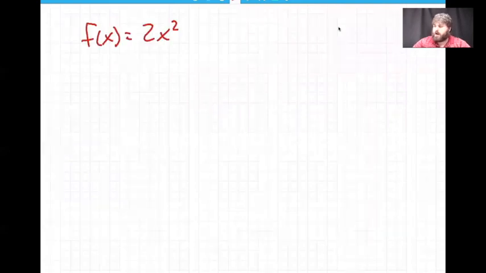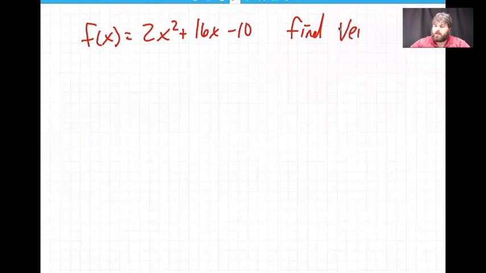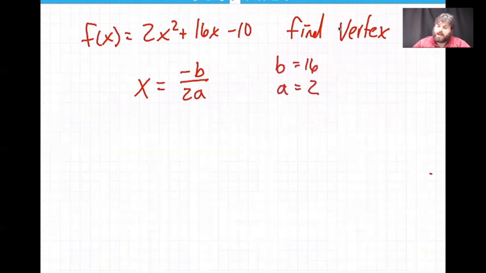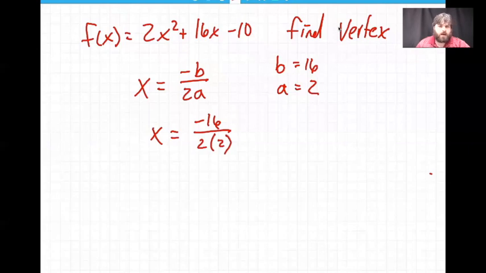If I have 2x squared plus 16x minus 10, I want to find the vertex of this function. There's a little mini formula that we use to find the x coordinate of the vertex. That formula is -b over 2a. Remember, we know a, b, and c when we're in standard form. So in this example, b is equal to 16 and a is equal to 2. So -b would be -16, divided by 2a, so 2 times 2. That's going to give us -16 divided by 4, which simplifies to -4.